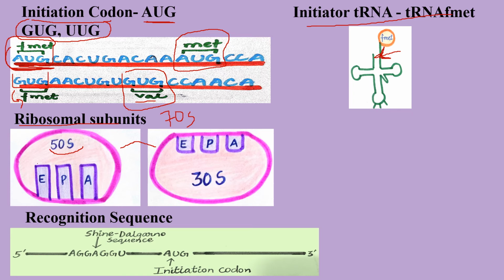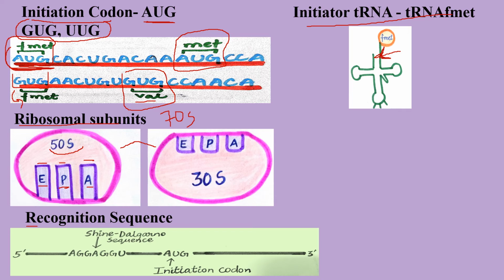There are three sites on these ribosomal subunits: E site, P site and A site. The E site is also called the exit site, through which uncharged tRNA exits during the process of protein synthesis. The P site is the peptidyl tRNA binding site. It holds the tRNA molecule which has the growing polypeptide. And the A site is the aminoacyl tRNA binding site, which holds the incoming tRNA charged with an amino acid.